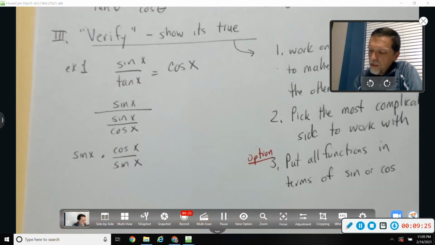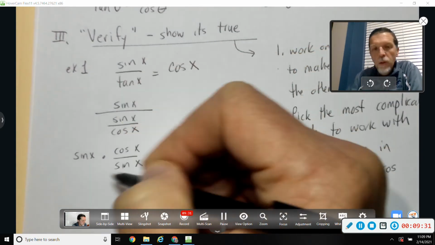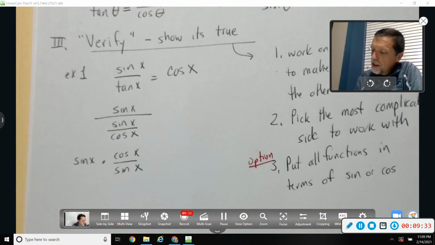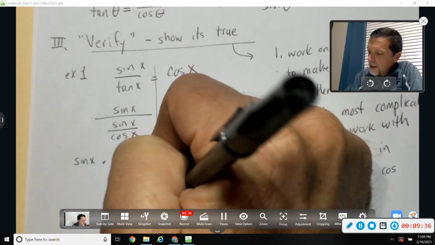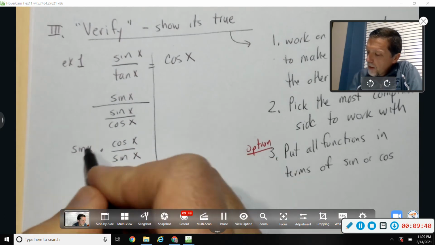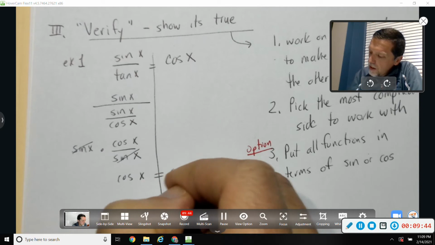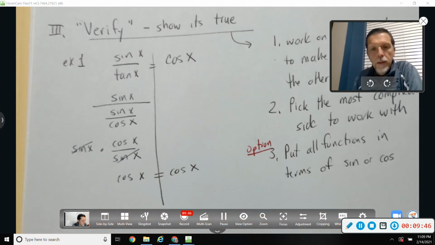That's just good old algebra. Keep it, change it, flip it. And notice I'm not doing anything to the right hand side. I've committed to work on one side. I'm only going to work over there. In fact, some people will draw a line to sort of emphasize which side I'm working on. The signs will cancel, and I'm left with cosine of x equals cosine of x.